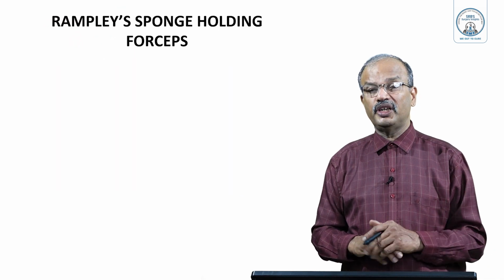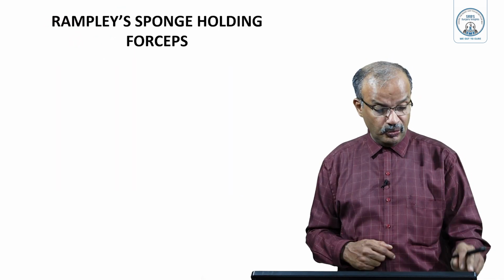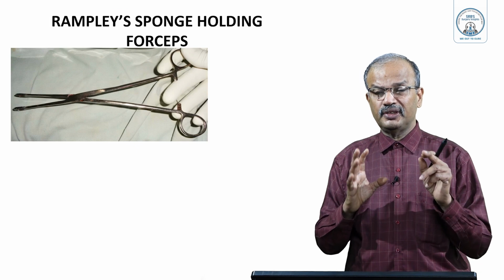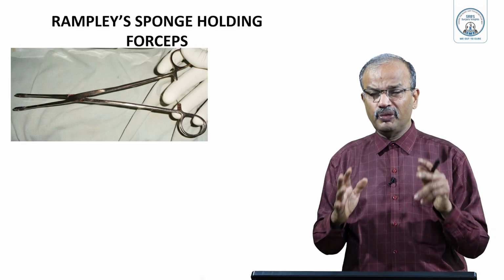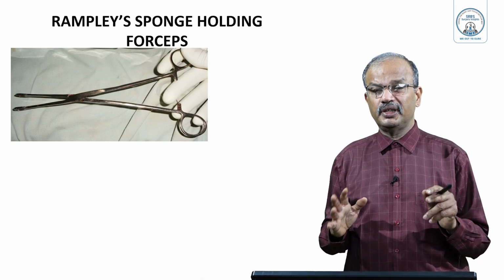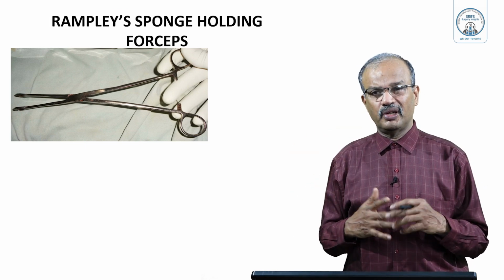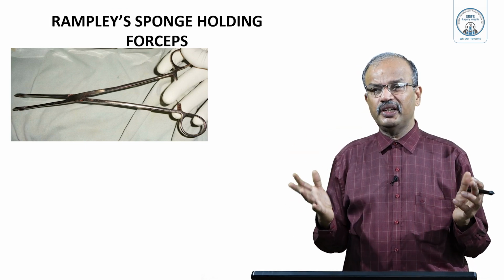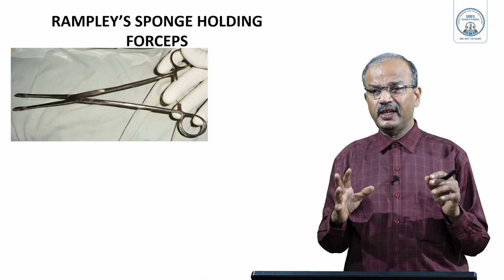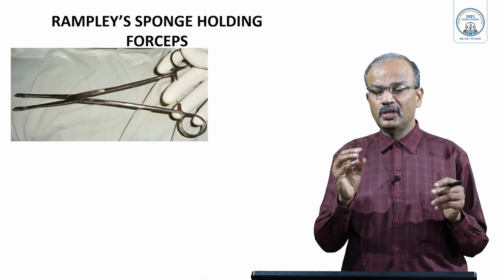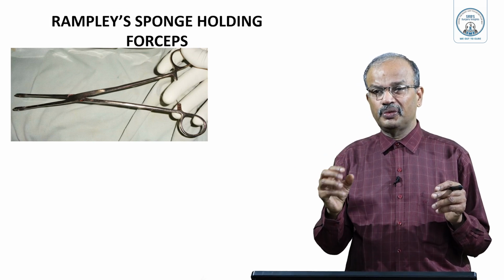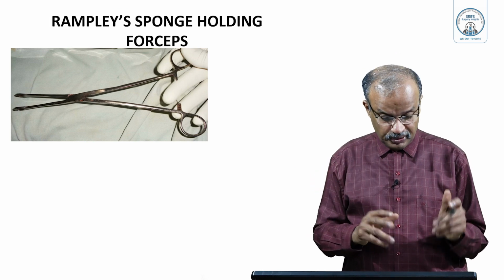So this is sponge holding forceps. Rampley's sponge holding forceps is used in surgery. Before doing surgery, before draping the surgical field, you have to clean the field, usually using povidone iodine or other things, sometimes spirit, sometimes saline. So to clean the area, you have to use sponge or gauze. So to hold the gauze, you have to have an instrument. So this is the instrument.